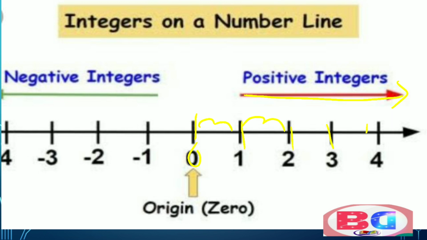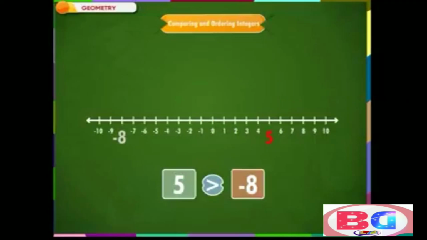When we proceed toward the negative side, the left side, these are the indication of negative integers. We can denote here -1, -2, -3, -4 in this way. So that's what we have given.